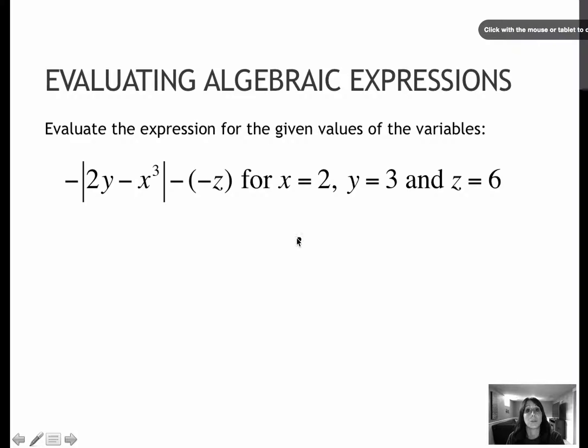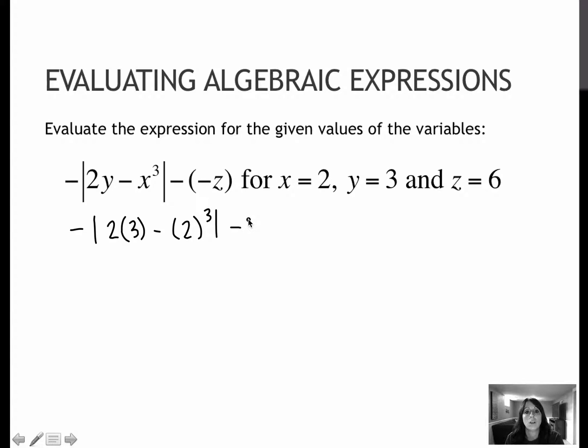This one's a little bit more complicated. So I've got a negative on the outside of an absolute value. I'm replacing y, in this case, with 3. I'm replacing x with 2. And I'm subtracting a negative z, or a negative 6. Again, I've got the opportunity here to leave, change, opposite, or keep, flip, change. I highly recommend doing that.